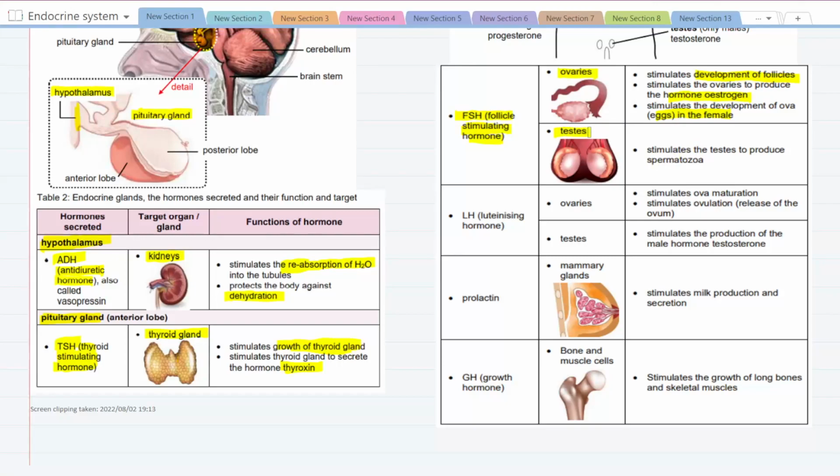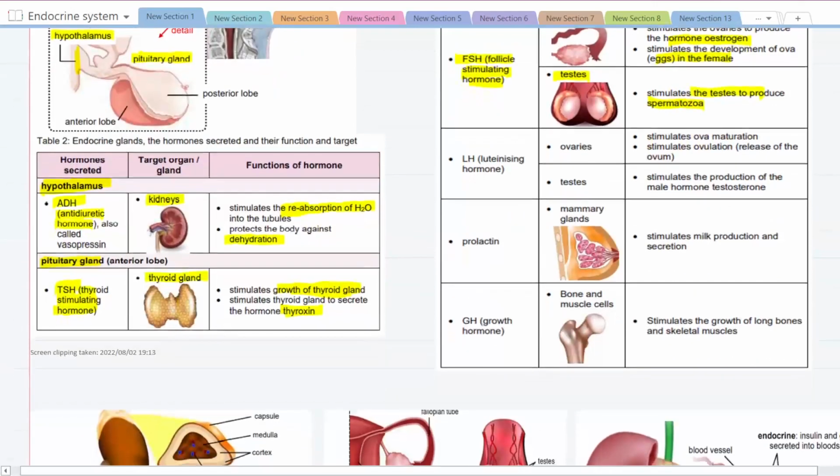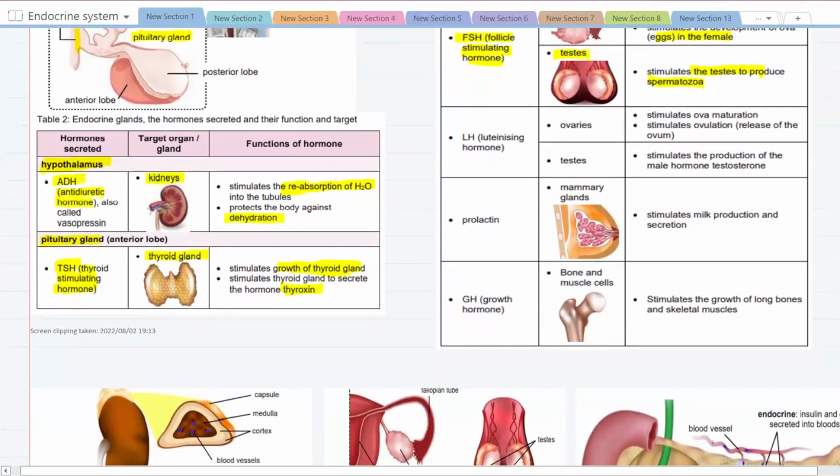And funny enough, they are saying even for the male, FSH stimulates the testes to produce spermatozoa, but I do know that normally it is your testosterone that does that. But anyway, let's move on from that.